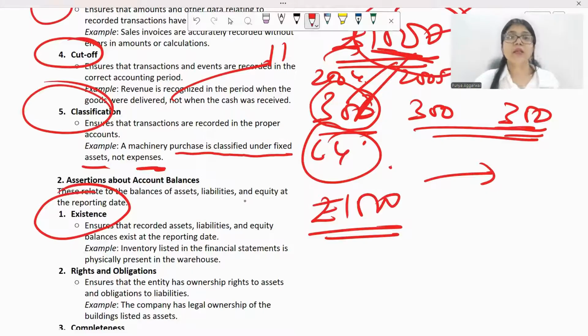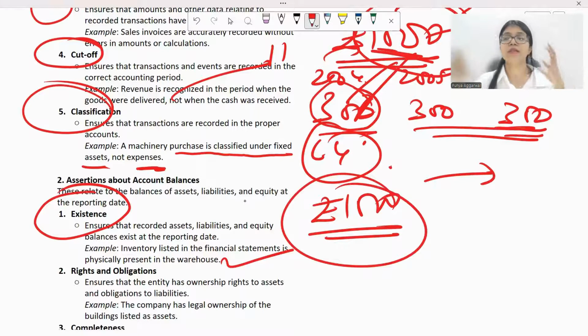So existence का मतलब ये है, if I am saying that this asset, this liability exist in my financial statements, अगर ये है, तो in actual terms also it should be there in the tangible form or the intangible form, whatever. Okay. So example, inventory listed in the financial statements is physically present. Similarly, if you say that, for example, I have 1,000 rupees inventory in my stock as per my financial statements. So actually, when I go to your warehouse, that 1,000 rupees value inventory, or for example, 10 quantity value inventory has to be there in your warehouse.